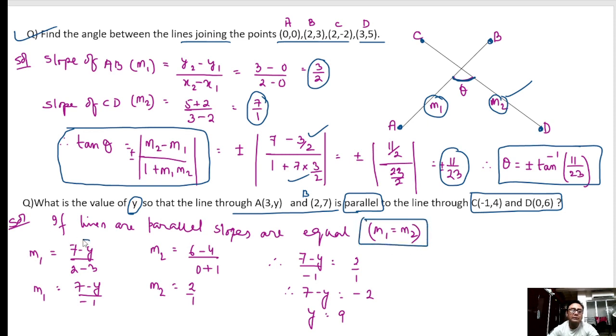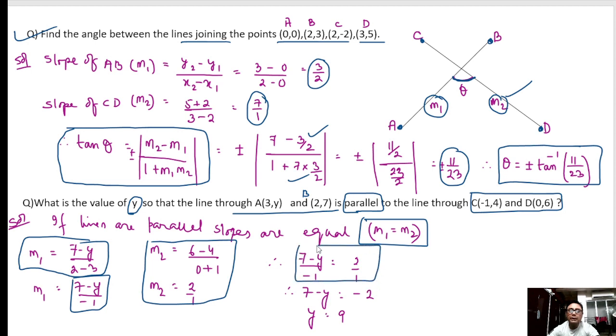So first let us find the slope of the first line, y2 minus y1 by x2 minus x1. So this is the slope m1. Similarly, find the slope m2 between the coordinates C and D. As we know that the lines are parallel, m1 should be equal to m2. From there find out the y. So find the value of y. Clear? So we are using this concept that if the 2 lines are parallel, the slopes will be equal.